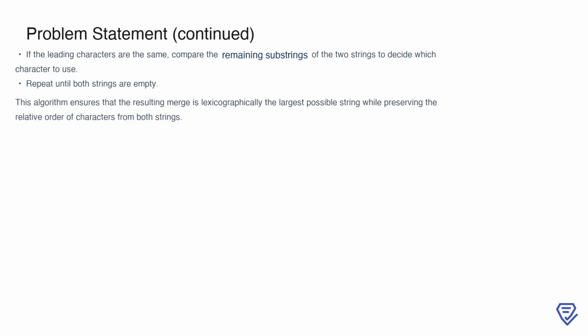At each step, we compare the leading characters of word1 and word2. If one character is larger, we append it to the merge and remove it from its respective string. If the leading characters are the same, we compare the remaining substrings to decide which character to append next. This ensures that we always make the optimal choice for the largest merge at each step. We repeat this process until both strings are empty. By maintaining this strategy of selecting the lexicographically larger option at every step, we guarantee that the resulting merge is the largest possible string while preserving the relative order of characters from both strings.